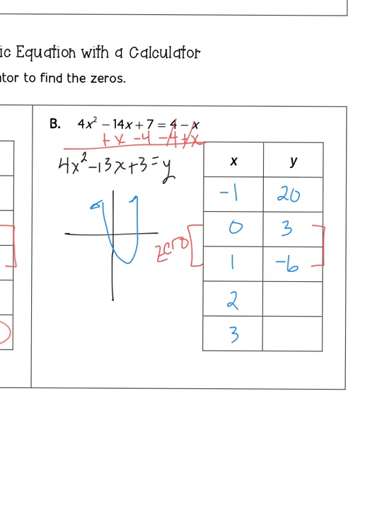And then I'm going to put in 2, and I get -7, so no sign change from -6. And then 3, I get 0, and that happens to be a 0, because y is 0, so therefore it's an exact 0. So I found one of them.